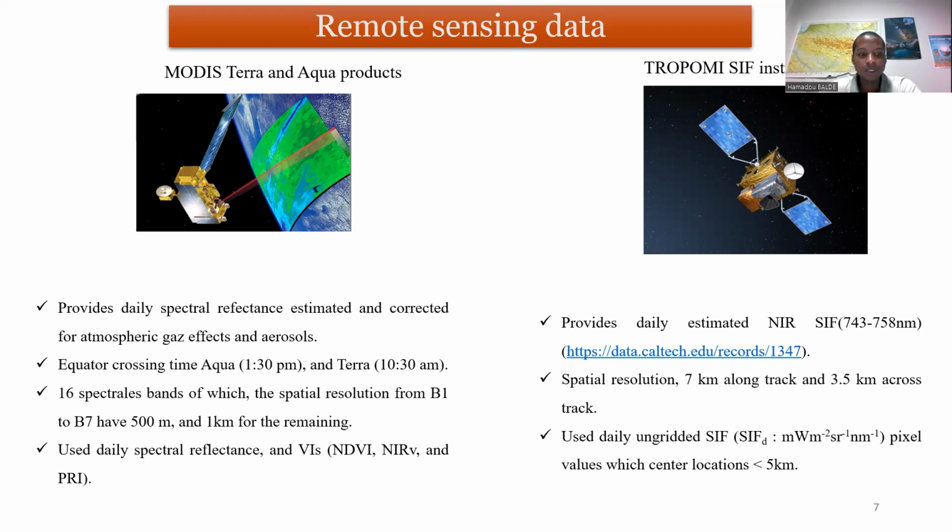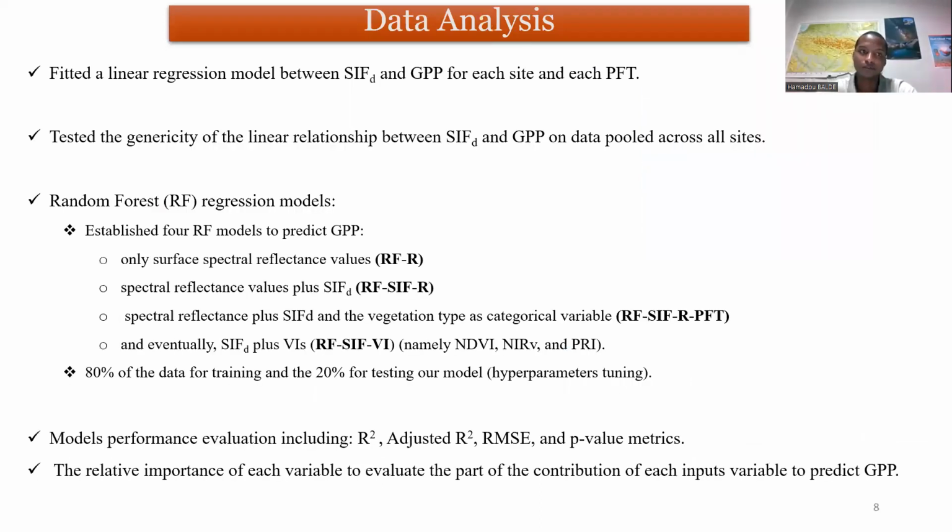We are using daily spectral reflectance and vegetation indexes such as NDVI, NIRv, and PRI in our data analysis. TROPOMI provides daily estimated near-infrared SIF, and the spatial resolution is 7 kilometers along track and 3.5 kilometers across track. We use daily SIF pixel values with center location less than 5 kilometers from the tower location.